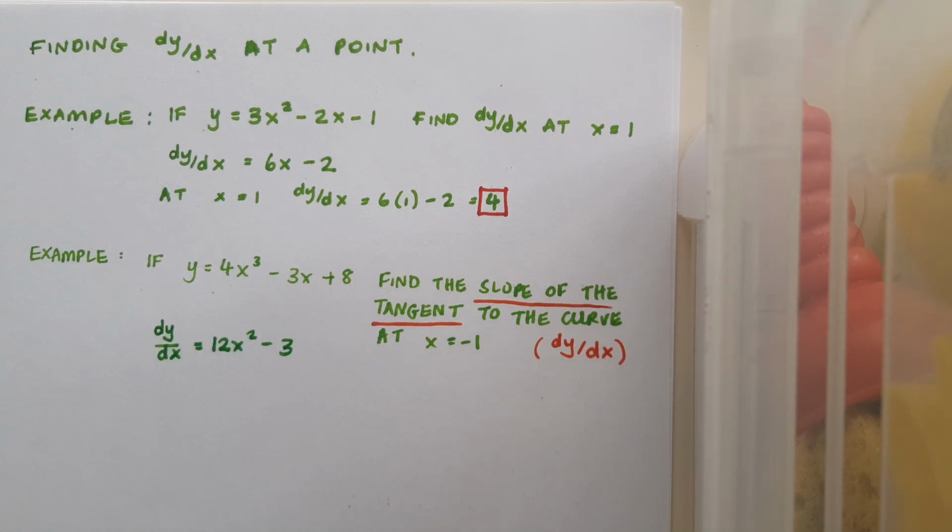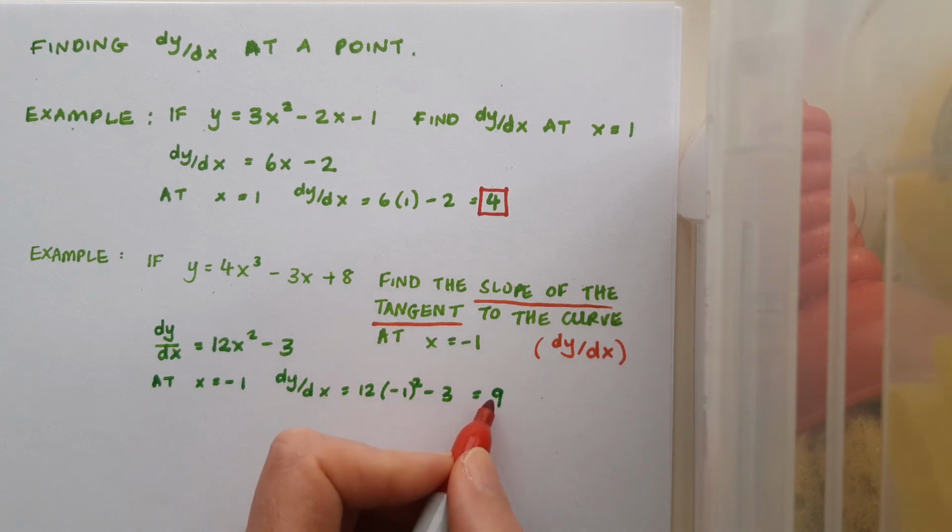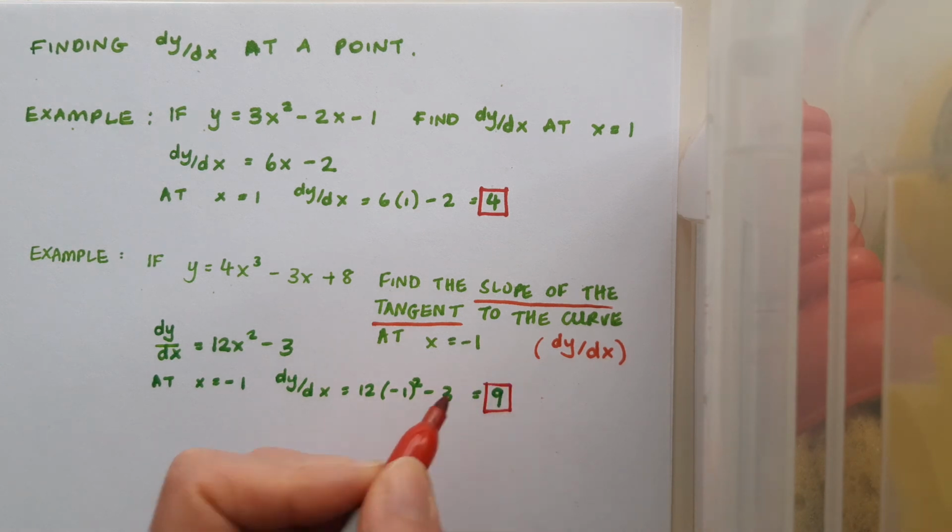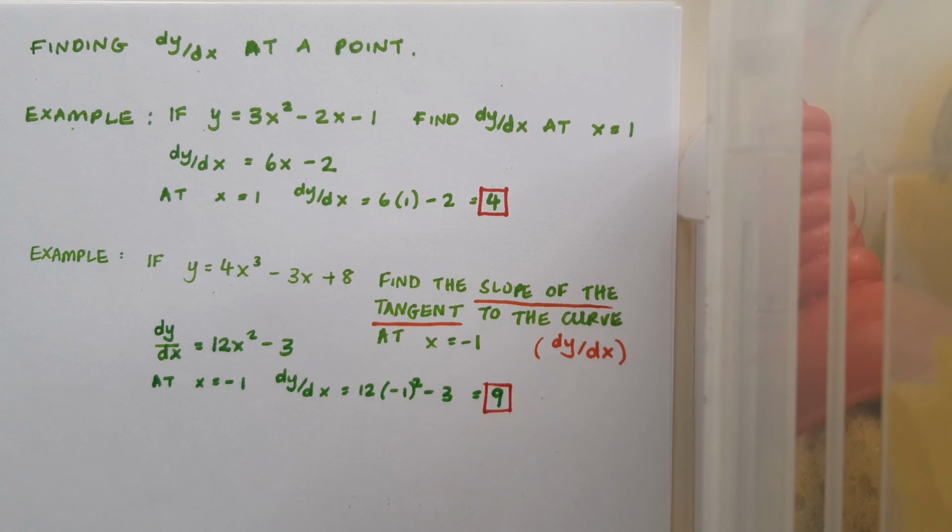So dy/dx is 12x squared minus 3. Make sure to put brackets around that minus 1 when you fill it in, and your result at the end is 9. So 9 is the slope of the tangent to the curve when x equals minus 1.